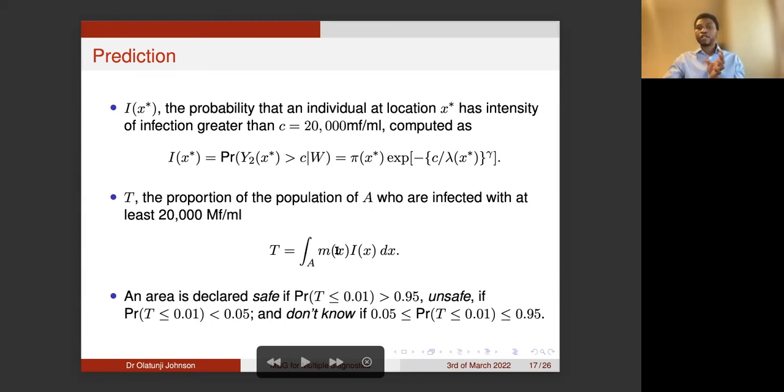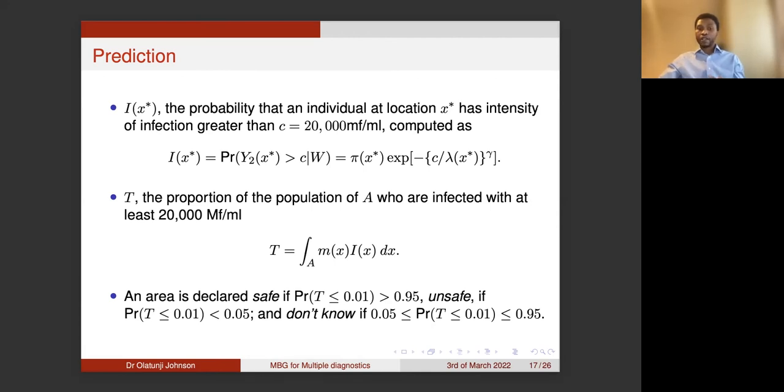The second step is to compute the proportion of the population in a particular community. I denote the community as A. A could be a district or anything, even the 2 kilometer grid that you're talking about. Here M of X is the population density. I'm just computing the population-weighted average to come up with the proportion of the population in a particular area with more than 20,000 microfilariae in their blood.